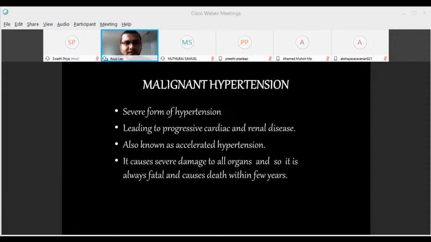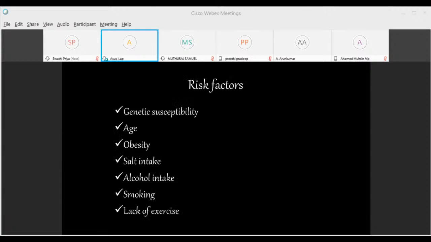Malignant is worse. That is a severe form of hypertension leading to progressive cardiac and renal damage. That can lead to progressive cardiac and renal disease. Okay, and the other name of malignant hypertension is accelerated hypertension. It can cause damage to all organs. So it is fatal, always fatal, and causes death within a few years. Okay, the risk factors are genetic susceptibility, age, obesity, salt intake, alcohol intake, smoking, lack of exercise. So these are all the major risk factors of malignant hypertension.